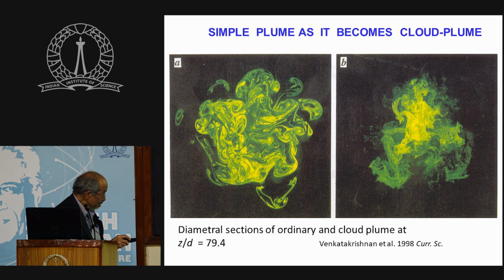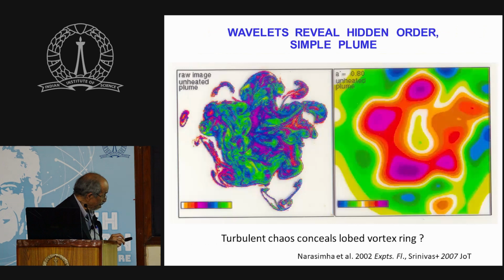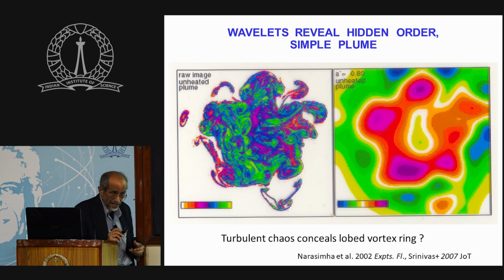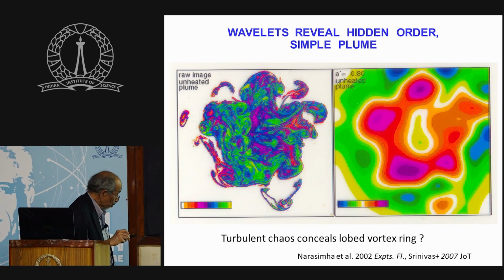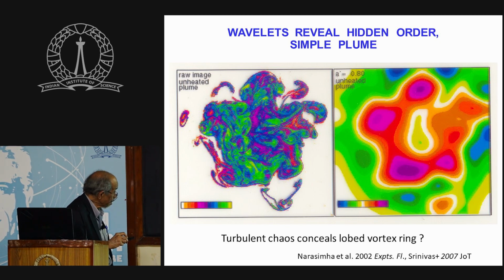So you can see that here things are concentrated around the core, whereas here it's spread all over. And then you can do a wavelet analysis on it. If there is any order in the flow, the wavelet analysis is able to pick it out, in a kind of Fourier series, a Fourier transform sort of thing. So when you do that, at a certain level, the raw image looks like this, but the wavelet image looks like that. You see, it's ordered, actually.